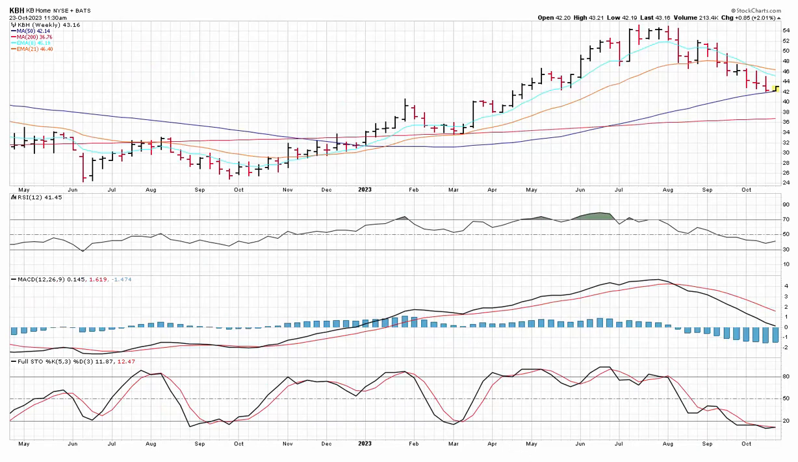All right, so here's KB Home. Home builders did really well. Then they started not doing well. You can see how we got support from the 21, and support from the 8. So eventually we got a decent move down here, then a bounce, and then a continuation.